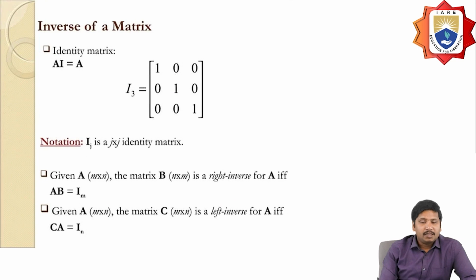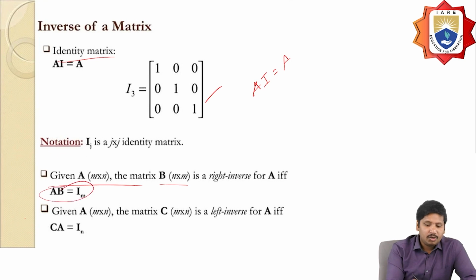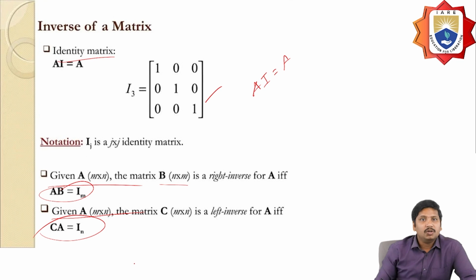Now the inverse of a matrix. If I have a matrix like this and write the inverse of A, then A into I should automatically be A only. Given a matrix A of size n by n, and B of size n by n, B is a right inverse of A if and only if AB equals I n. Similarly, if we have an m by n matrix, it has a left inverse C, such that CA is equal to I.